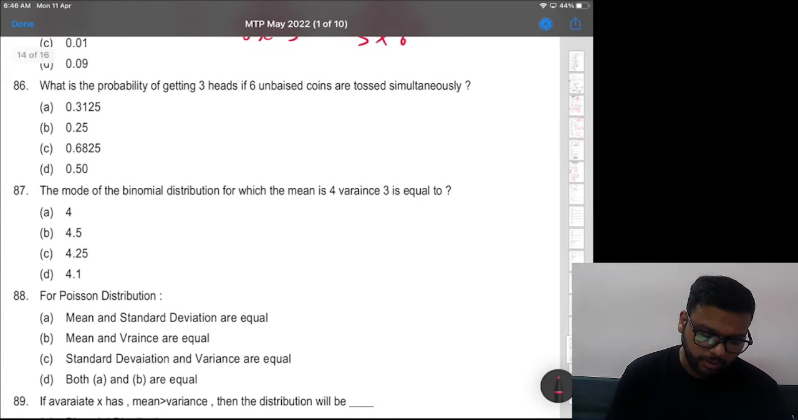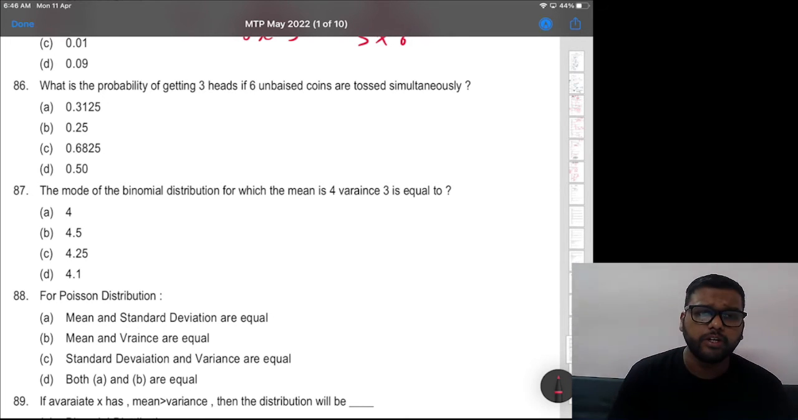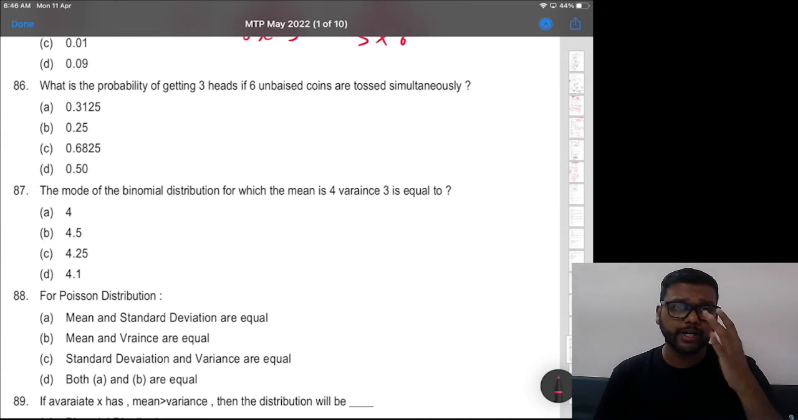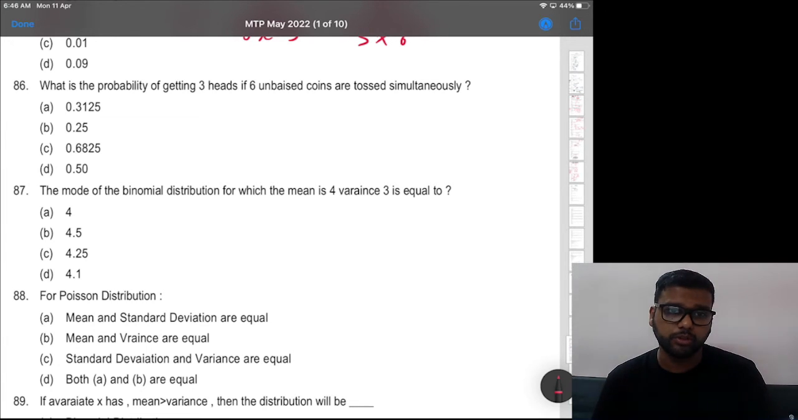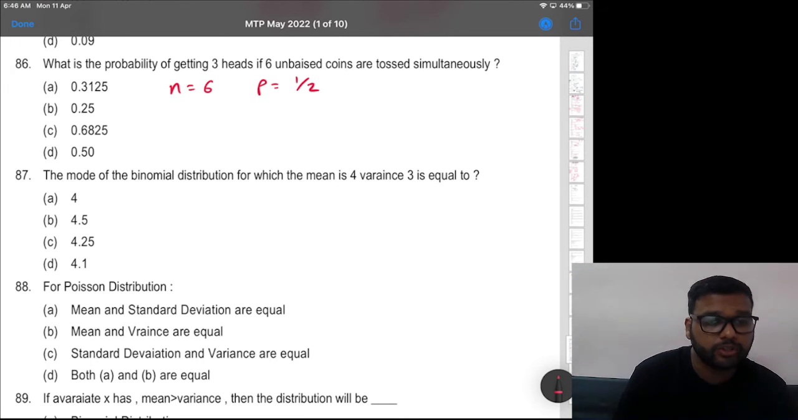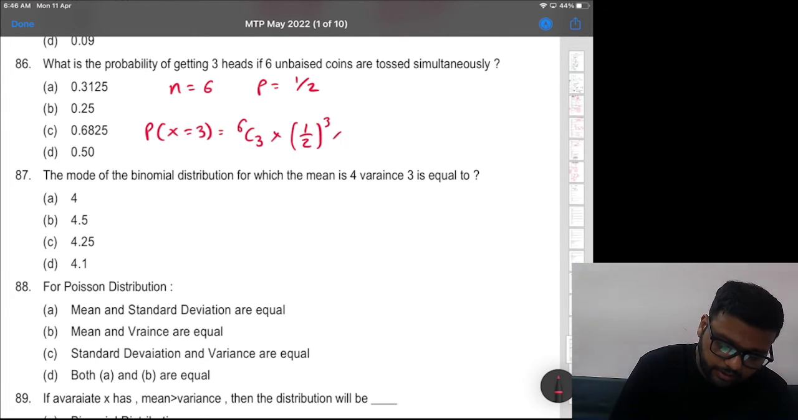Next, what is the probability of getting 3 heads if 6 unbiased coins are tossed simultaneously? Now you can do this by normal probability also, or you can do this by binomial distribution also. Consider binomial distribution, we have 6 trials and the probability of success is half because it is a coin. We want 3 successes. That means we want the probability that X is equal to 3. So that is going to be nCx, 6C3 into P raised to X into Q raised to n minus X.